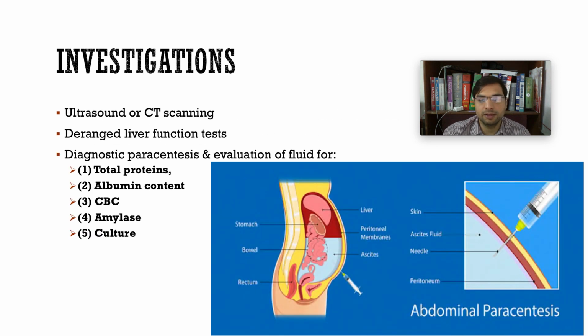So always remember, whenever you do a diagnostic paracentesis, you have to send the ascitic fluid for the evaluation of protein, albumin, CBC, amylase and culture, the very basics. Apart from this, if the patient is having features of tuberculosis, then you have to send the ascitic fluid for tuberculosis evaluation also, by determining the ADA levels, adenosine deaminase levels also you have to find out, right? If there are some features of abdominal tuberculosis.